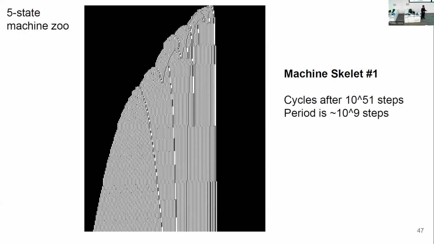This one enters the cycle, but after 10 to the 51 steps. So with a 5-state Turing machine, you're able to encode the idea of 10 to the 51, which is a lot bigger than 47 million already. And the period of the behavior is about 10 to the 9.